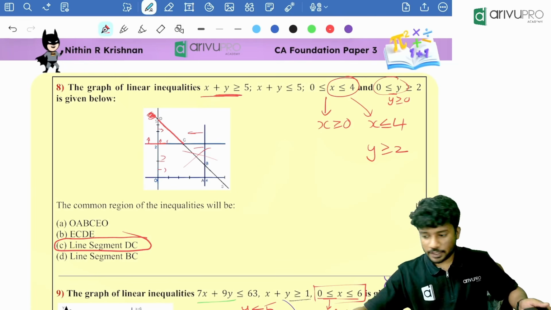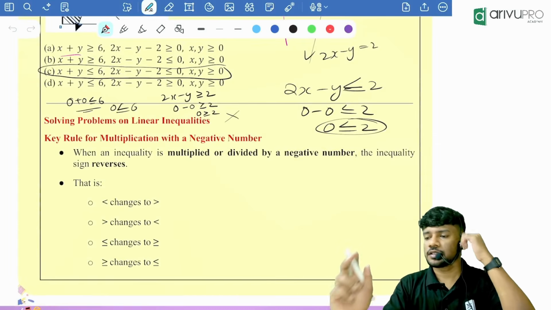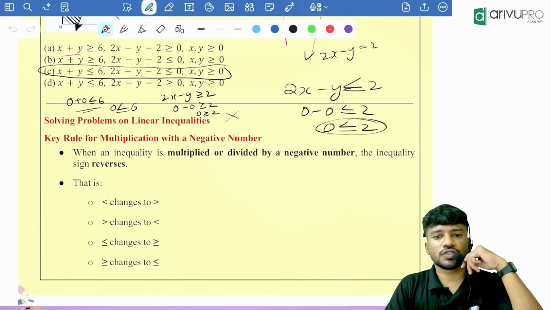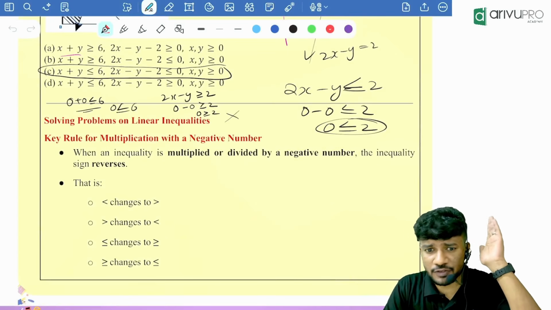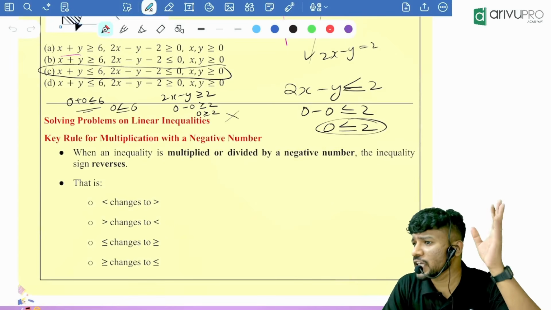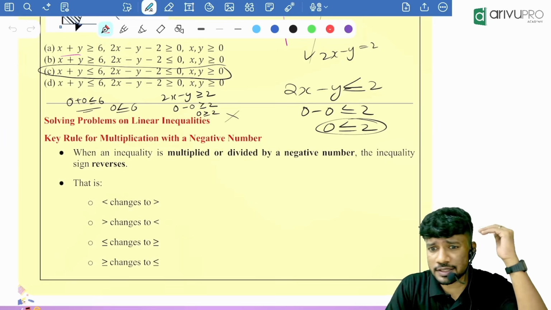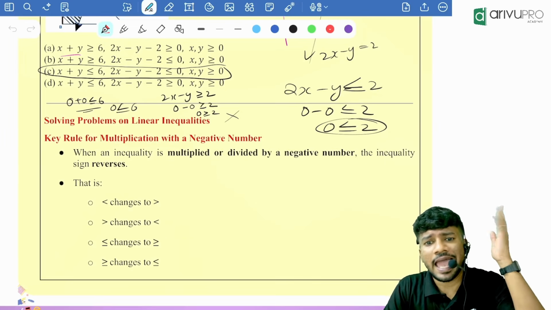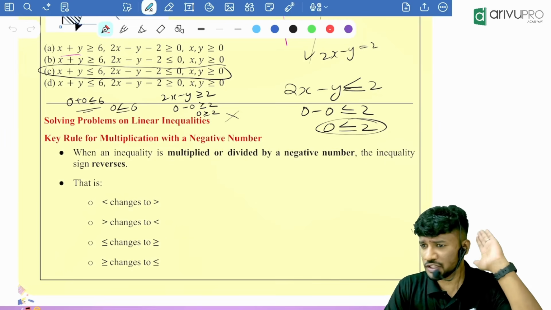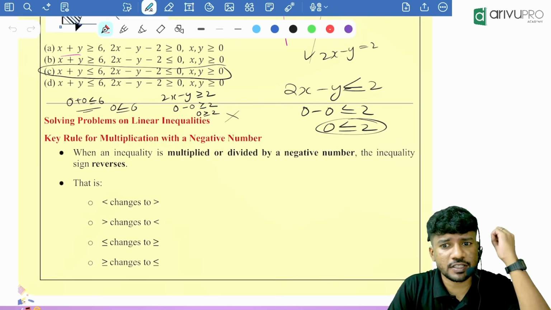Okay, I will do one thing. Tomorrow we'll have the test. This is the final part of the chapter. We will have some solving of inequalities and all. Then some word problems are there and boundary points are there. This is the last part of the chapter and the chapter will be done.